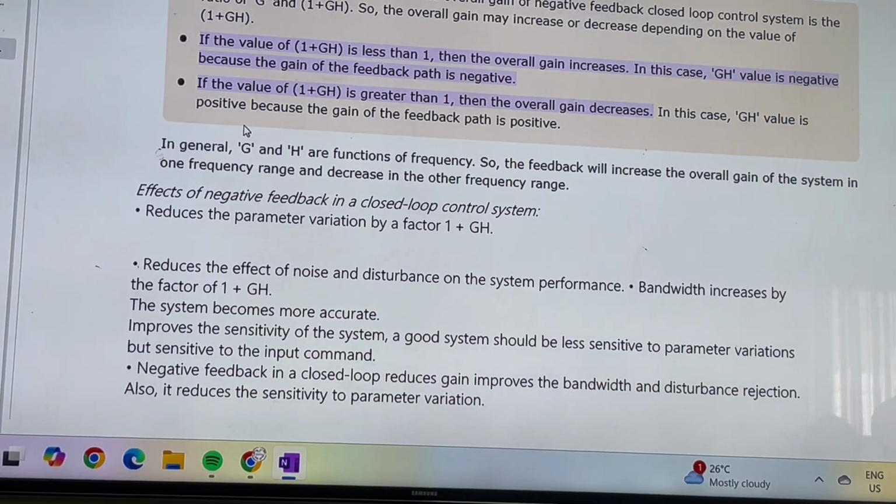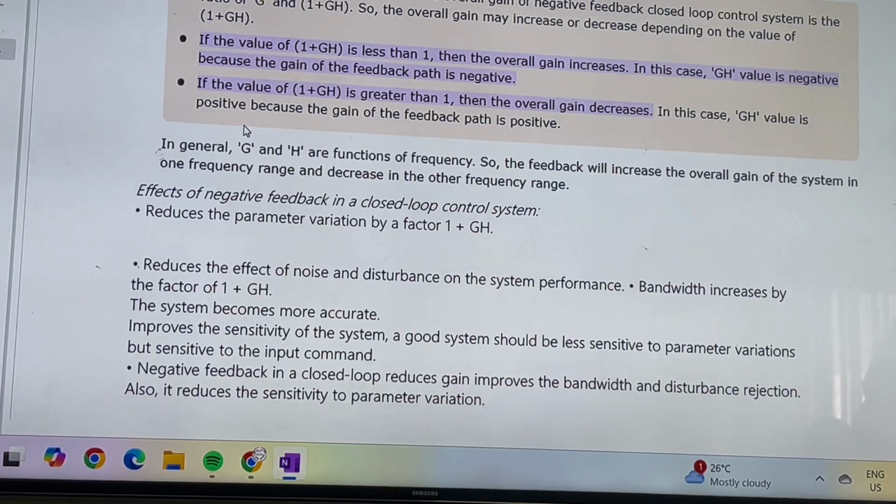But it is sensitive to the input command. Of course, we should put in the term that it should depend on the input, because that input is the original signal.